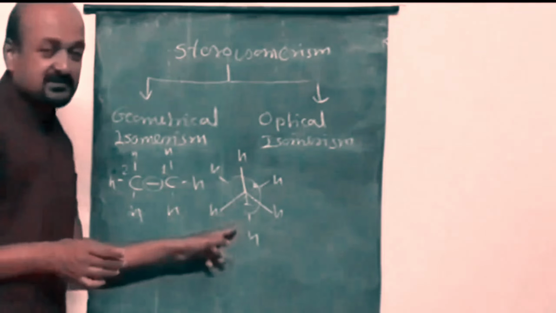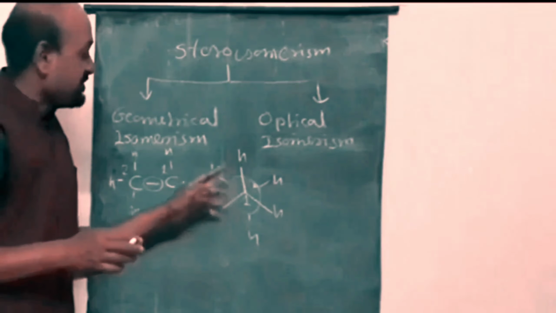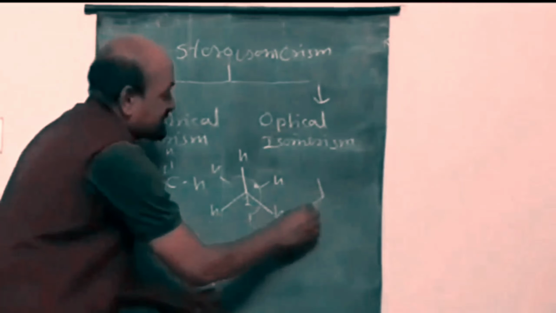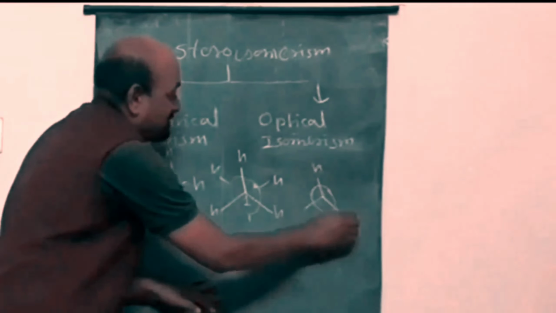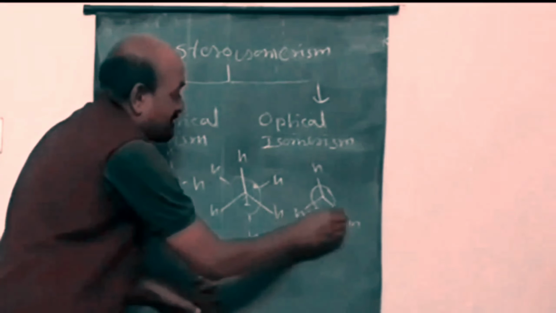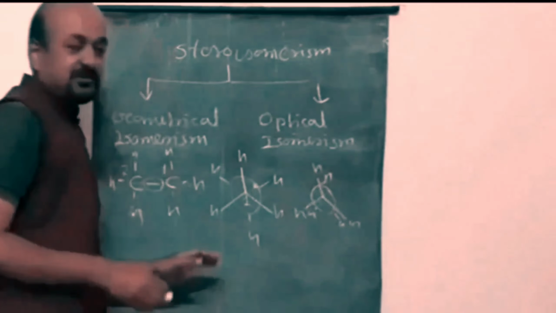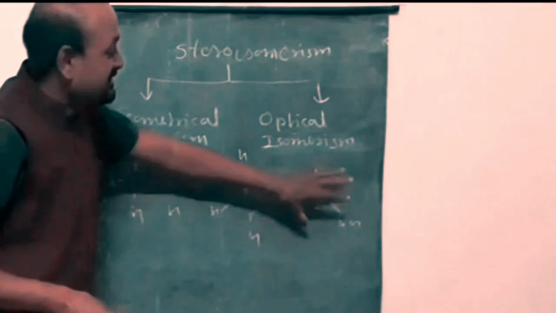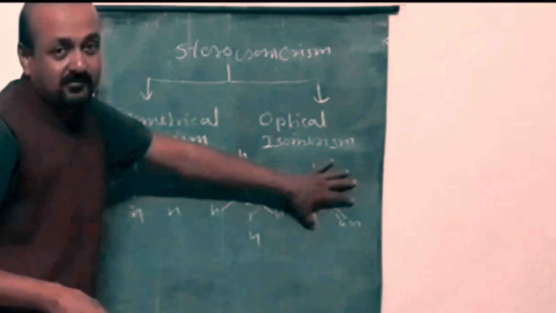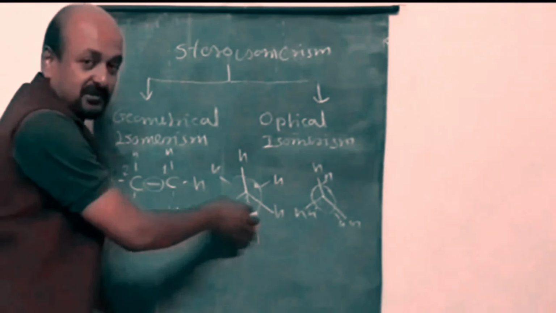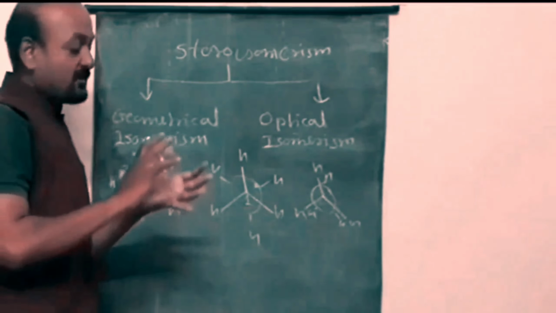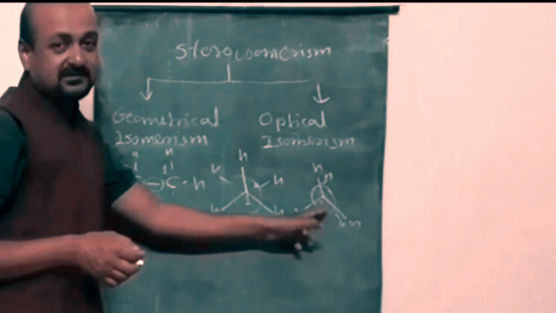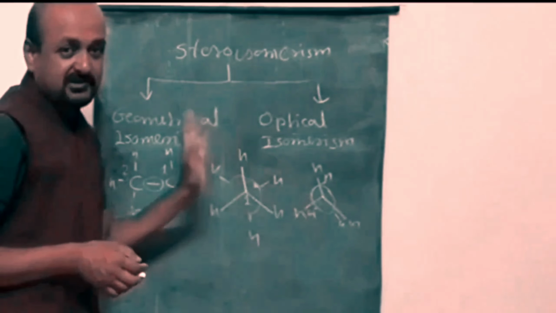For example, this is known as the staggered conformation. If the carbon atom moves like this, then what happens? The next position is like this. In this way, there is overlapping of these hydrogen atoms, so this form is known as the eclipsed form. So this is the staggered form and this is the eclipsed form. Due to rotation about the carbon-carbon single bond, we get various forms like this. These are known as conformations.